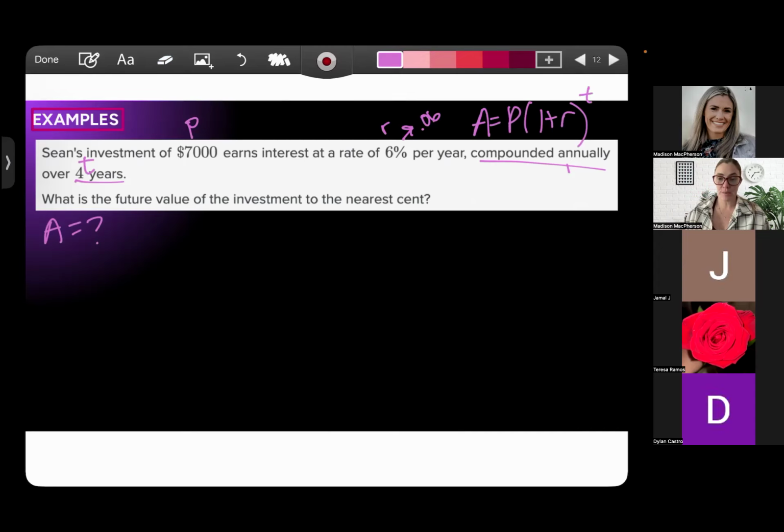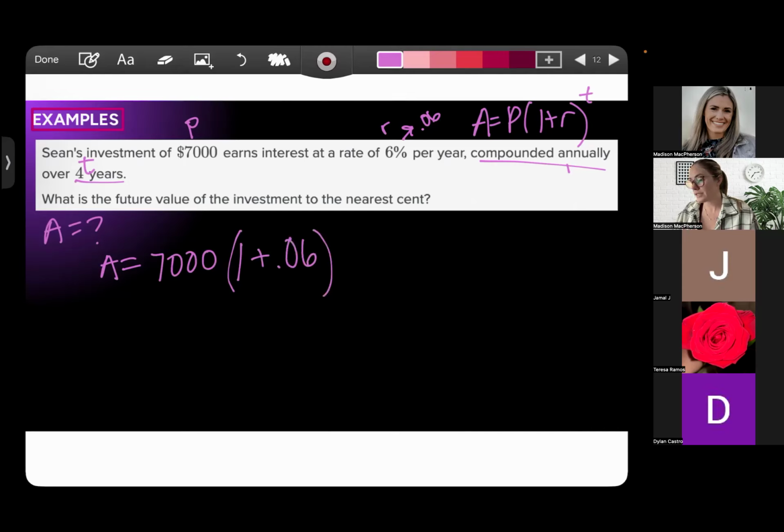So we're working with exponents again. We did practice with these last week. So if you didn't see or didn't come to class last week, I would go back, watch the video. It is posted on the agenda. Okay, so our P was 7,000. So we're going to have A equals 7,000 times 1 plus our rate as a decimal, which was 0.06, all to the power of T, which in this case is 4.